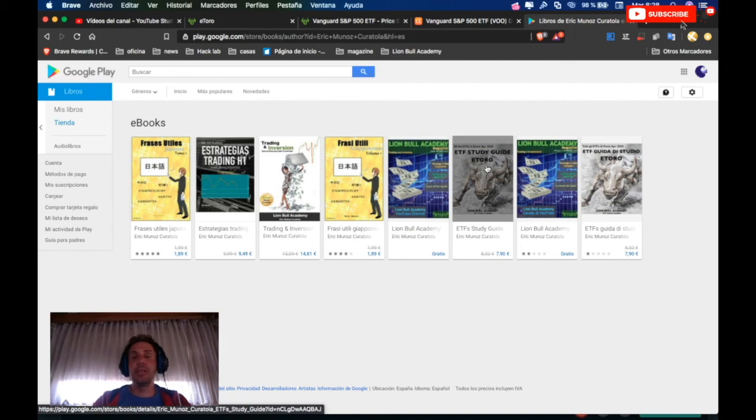And the book, I tell you, it's just a guide. It's not a book for explaining what an ETF is. It's just a compilation of all the data inside Seeking Alpha and other web pages, so you have easy access without needing to go on the internet and find it.